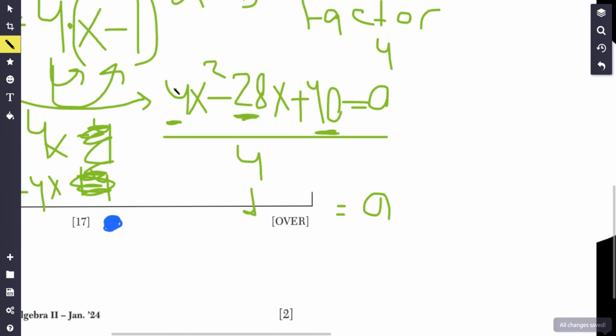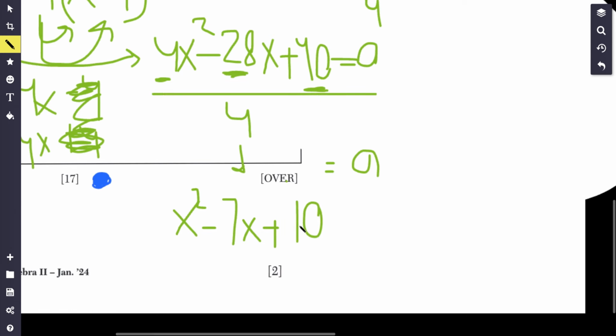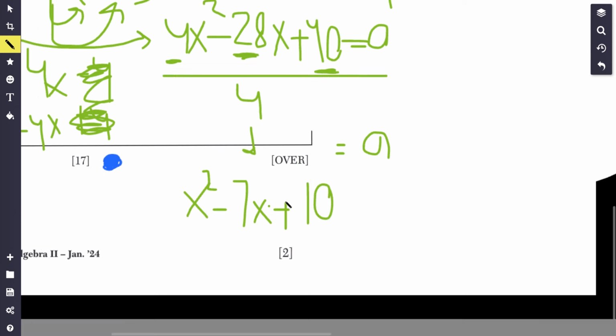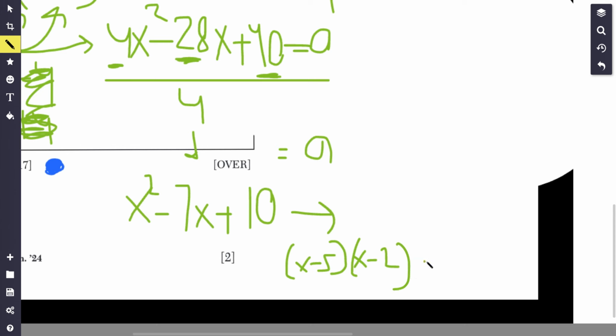4x squared divided by 4 is just x squared. Negative 28x divided by 4 is negative 7x. And 40 divided by 4 is 10. So notice how all of these terms are divisible by 4. Now this is just a simple factoring problem. We can factor this into x minus 5 times x minus 2 is equal to 0, and we get that x is equal to 5 or 2.